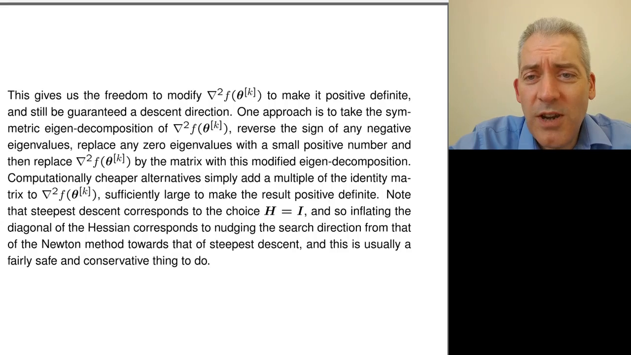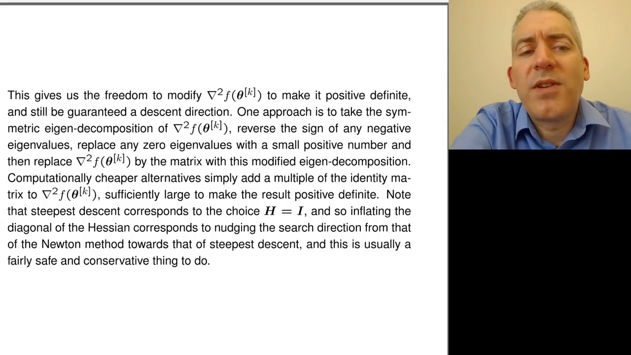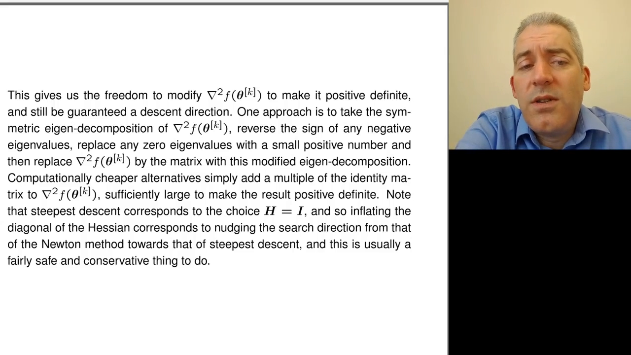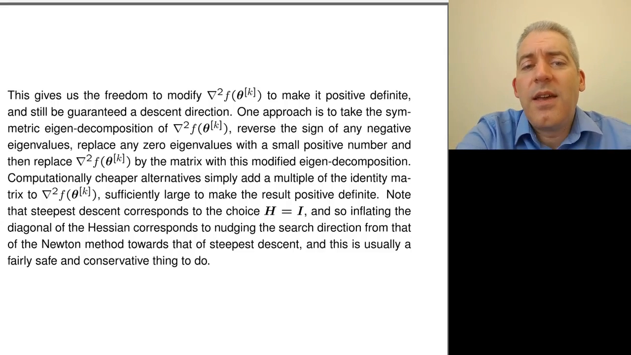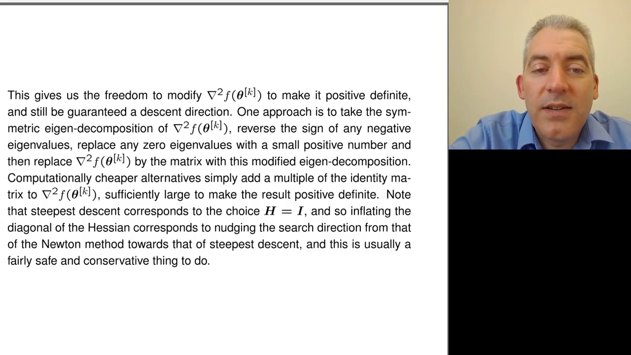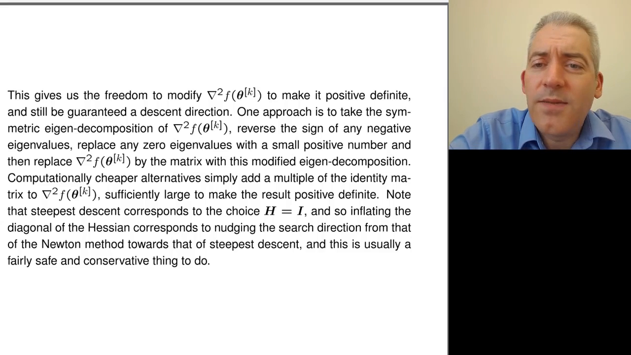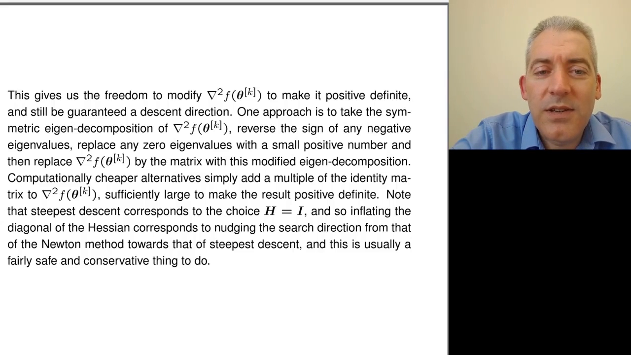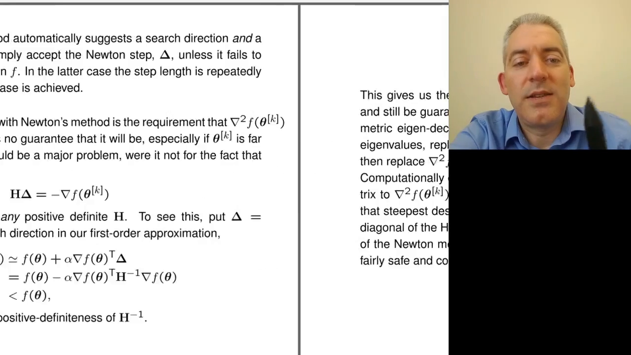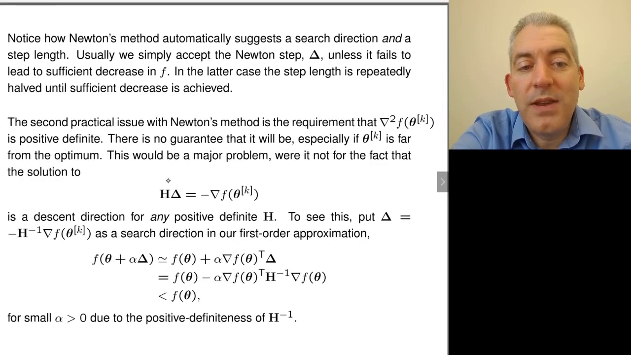You can actually do things much cheaper than that. For example, if you've got a big matrix and it's going to be very expensive to do this symmetric eigen decomposition, well, you can just add something to the diagonal. If you add the identity or some multiple of the identity to the diagonal of that Hessian, eventually you will make it positive definite. If you add enough to the diagonal, you will make it positive definite. And that's kind of an interesting choice, a multiple of the identity, because if you go back to this equation here, if you choose H to be the identity, then you just have steepest descent.